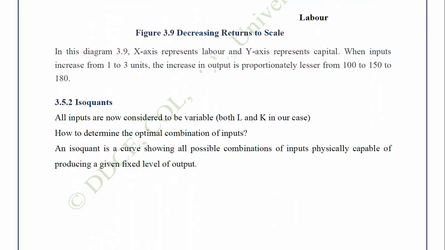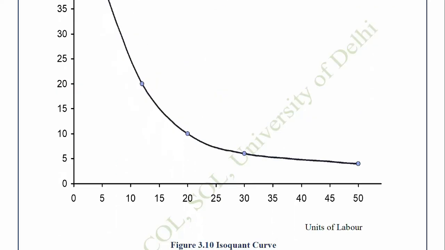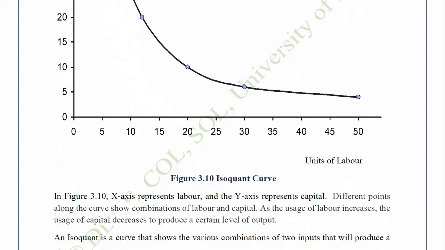3.5.2 Isoquants. All inputs are now considered to be variable, both labor and capital in our case. How to determine the optimal combination of inputs? An isoquant is a curve showing all possible combinations of inputs physically capable of producing a given fixed level of output. Figure 3.10 depicts the isoquant curve.